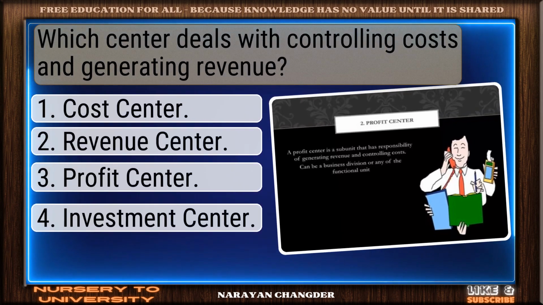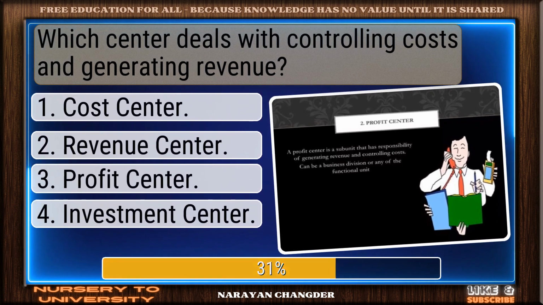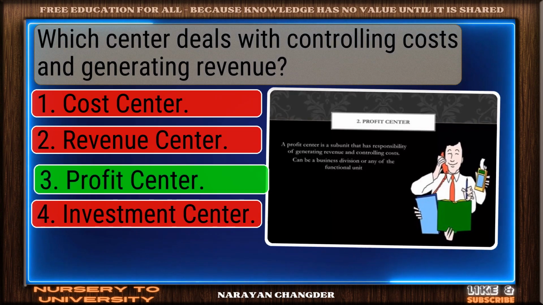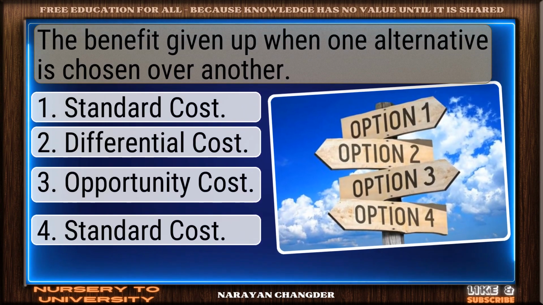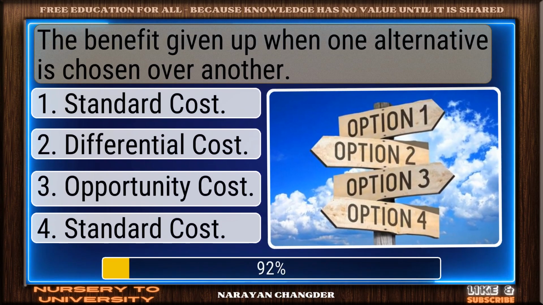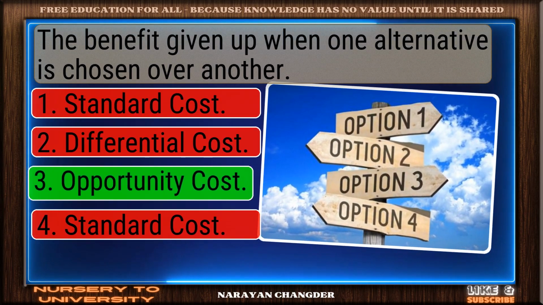Which center deals with controlling costs and generating revenue? Or you're right. Profit center is correct. The benefit given up when one alternative is chosen over another. Correct response. Opportunity cost is accurate.